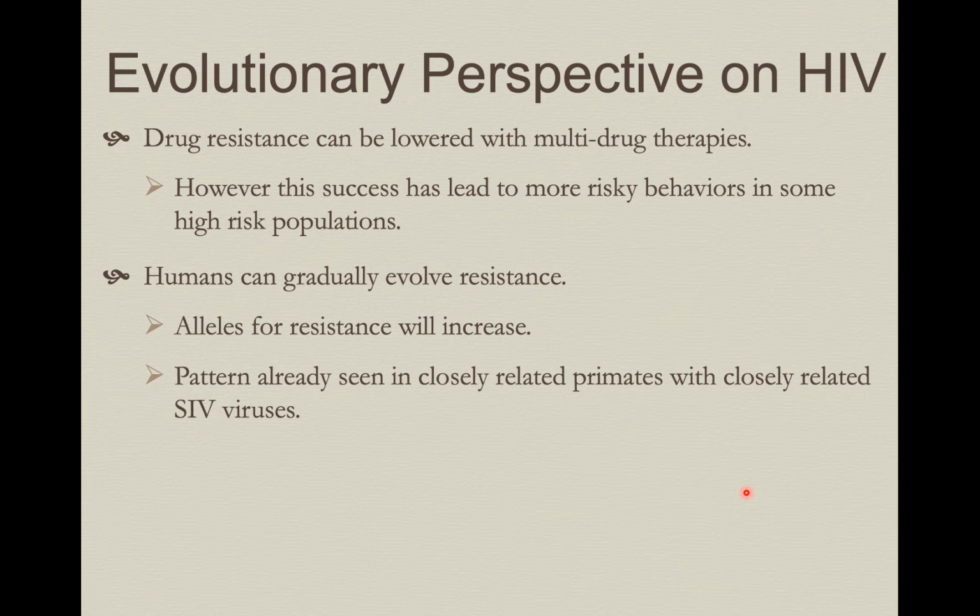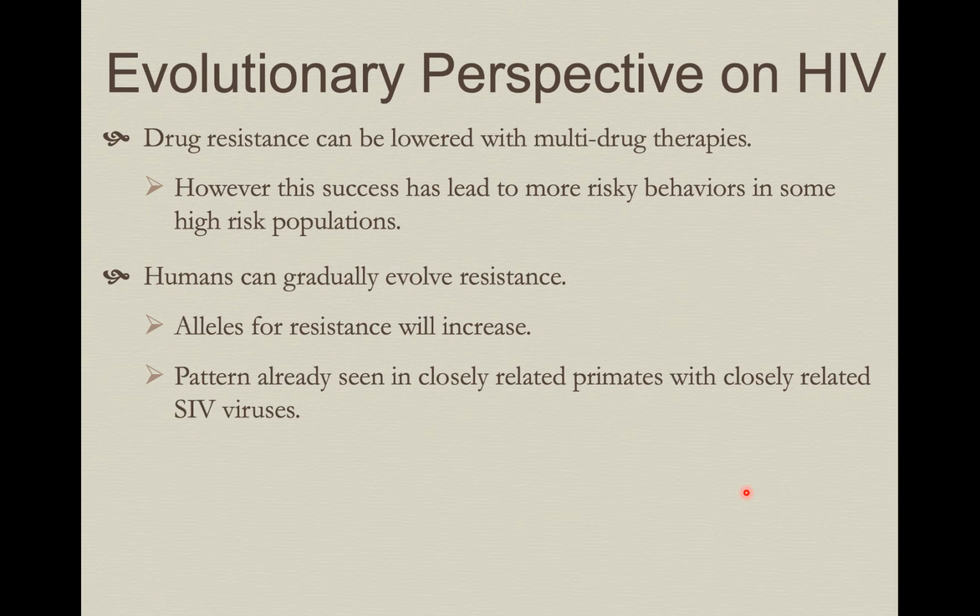Well, one, we figured out why single drugs were ineffective long term: there was resistance evolving in lineages. But multi-drug therapies can be much more effective because a single virion lineage is unlikely to gather the appropriate mutations to counter multiple drugs. And unfortunately, this has led perhaps to some more risky behaviors in some high-risk populations. It's going to take some education to show why that's not in their best interest, despite the fact that these drugs are fairly effective these days.